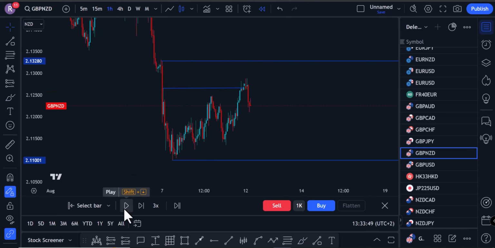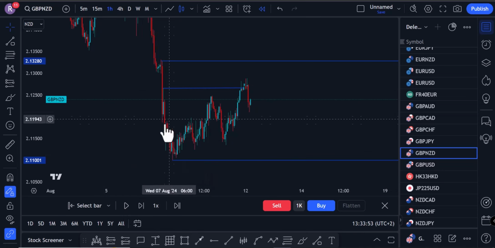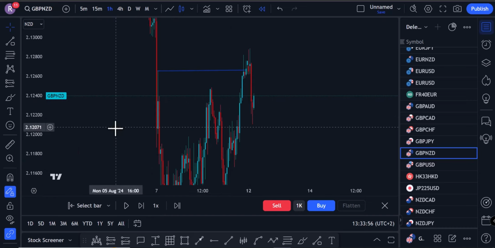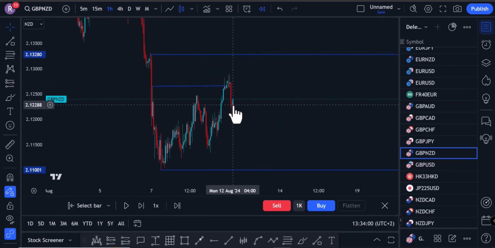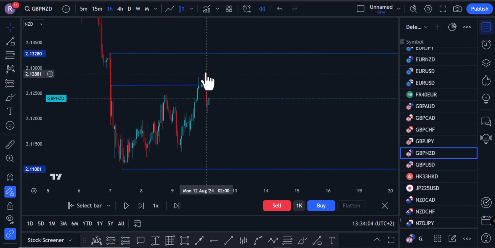So let's play it through. We got our push down, right, which is our confirmation. So we do have a confirmation right now that price might want to go down. It did give us the confirmation that we do have a push down.